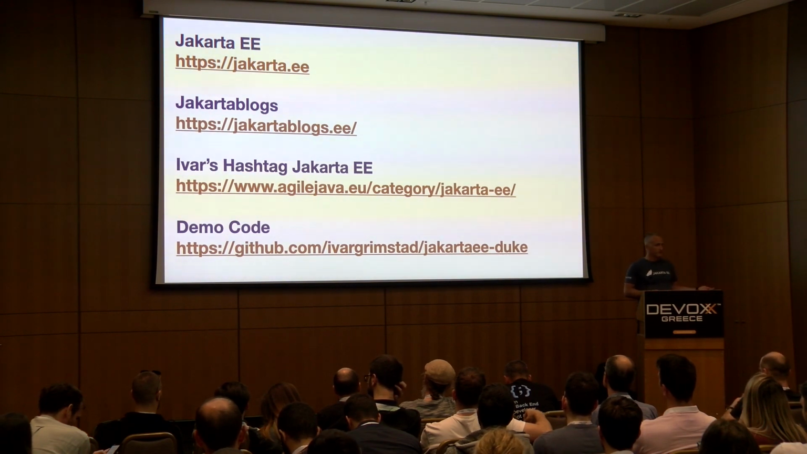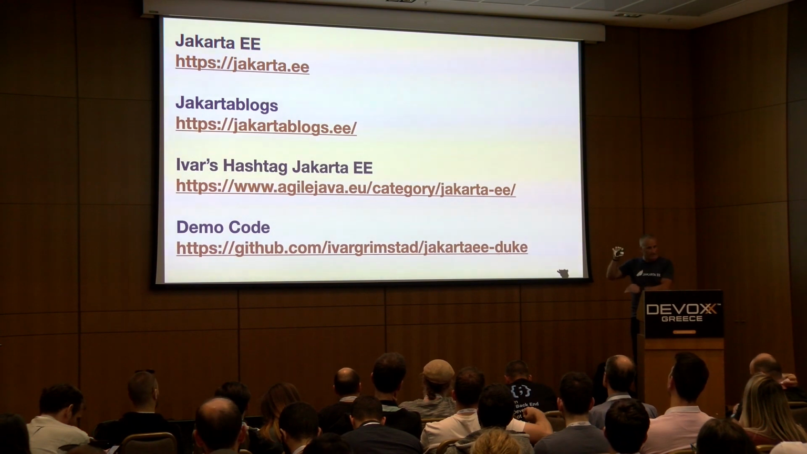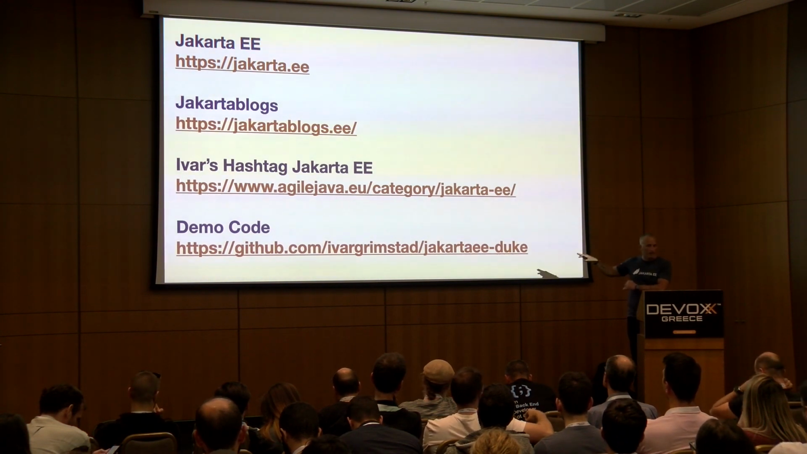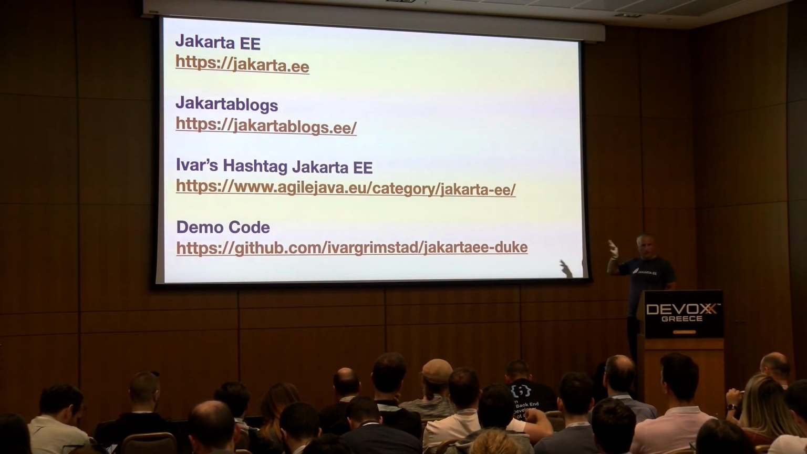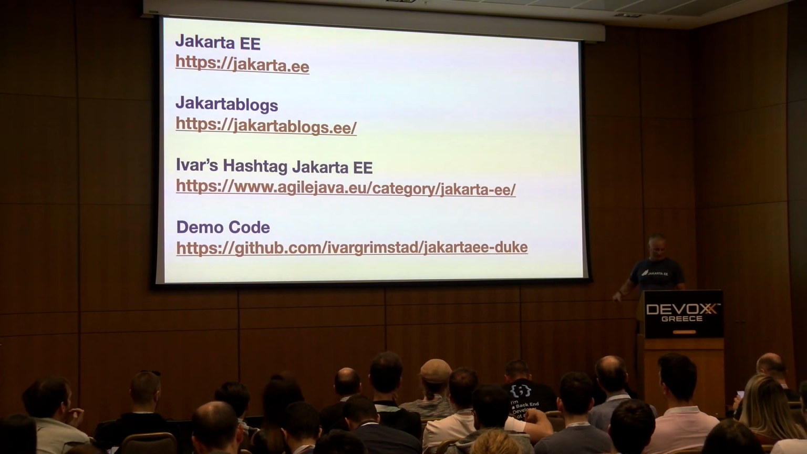The demo code for this talk, with a kind of step-by-step tutorial of these 6 steps of doing the migration, is on my GitHub. It's called Jakarta EE Duke. If you search for Jakarta EE Duke in your favorite search engine, you will hit this one. Nobody else calls their application Jakarta EE Duke. So you will find this one here.